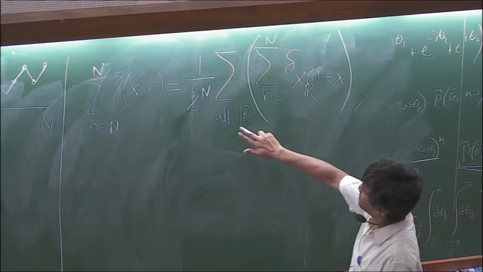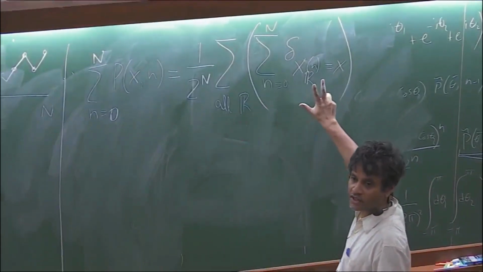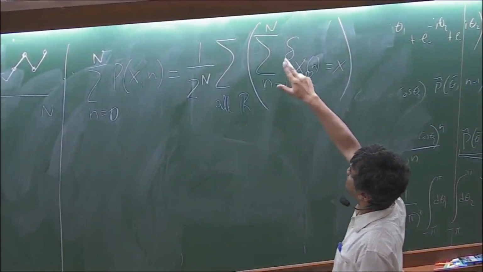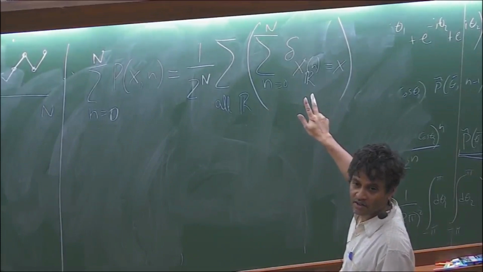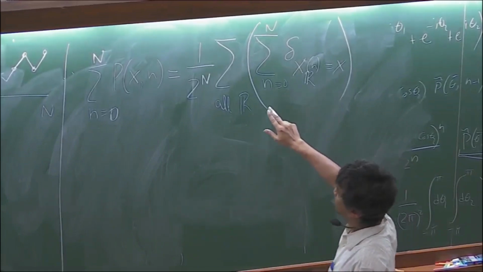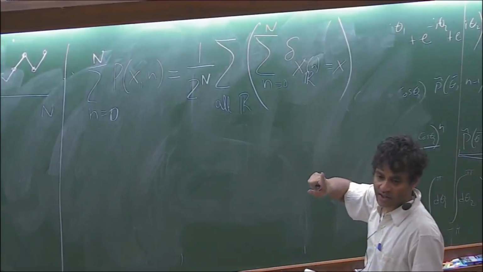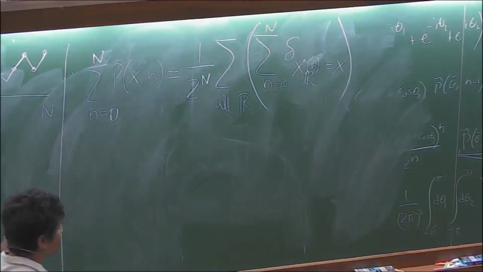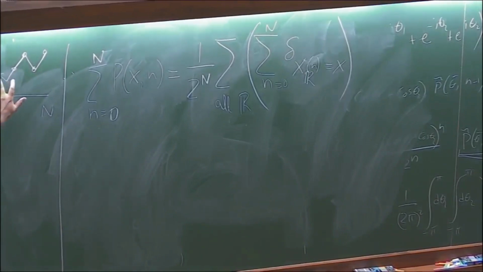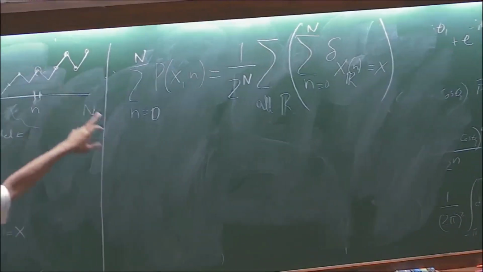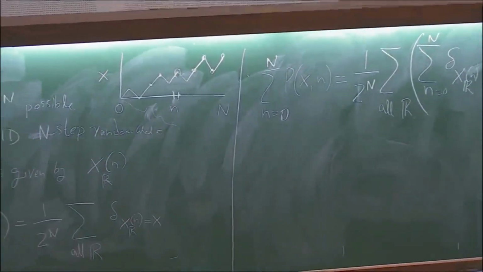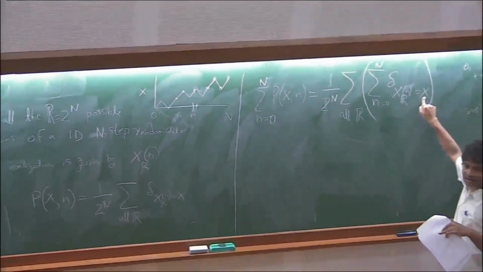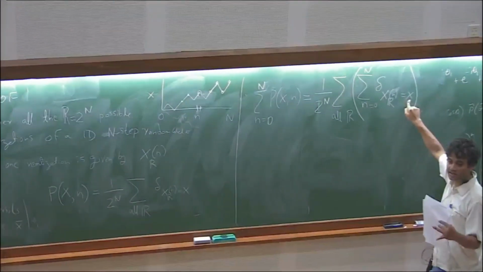The summation over realizations is outside, so this is for a given realization. What is the physical meaning of this sum? I'm looking at a given trajectory, and I'm asking how many times it was one. That's what it's counting: for a given trajectory, how many times did it come to x? It's counting the total number of visits to the site x for a given realization.